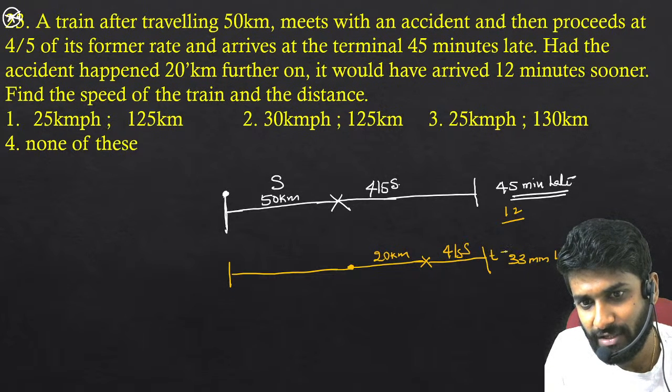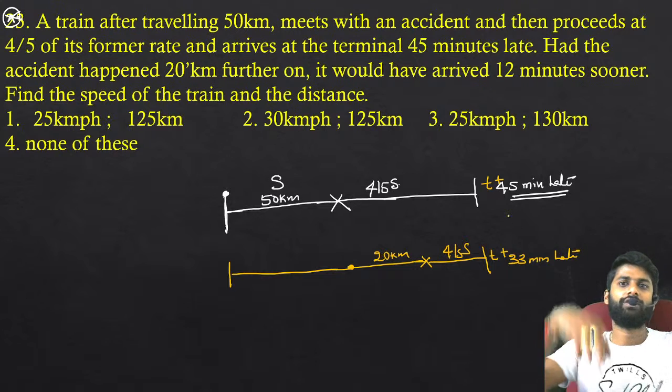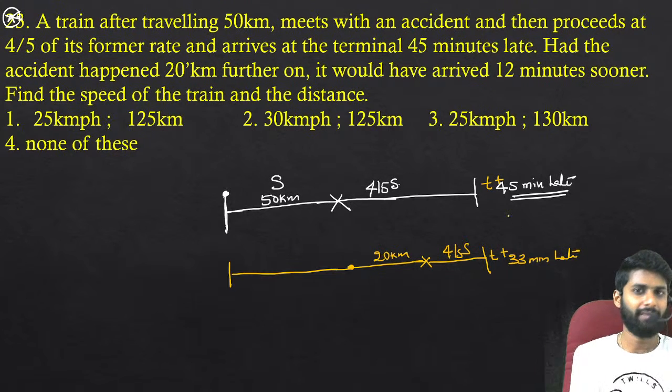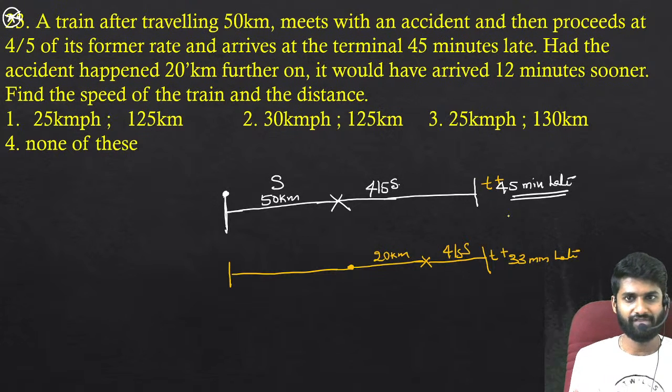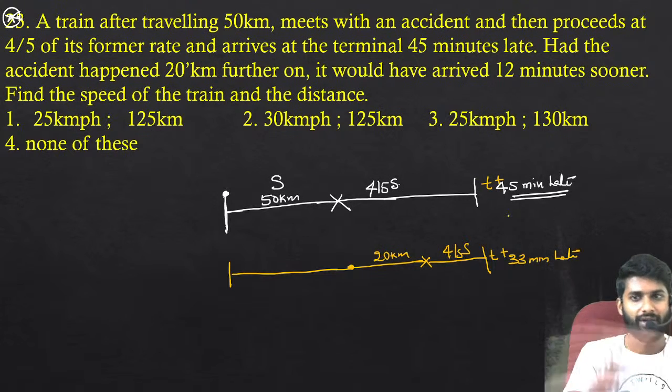So it takes t plus 33, compared to t plus 45. Guys, most of the students consider 12 minutes sooner as t minus 12. That is absolutely wrong. That statement depends completely on the previous one, so earlier than being late by 45 minutes. If the accident happened 20 kilometers further, it arrives 12 minutes sooner. That is the entire story.